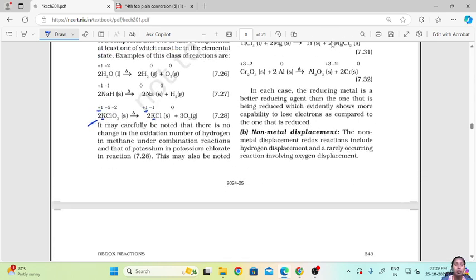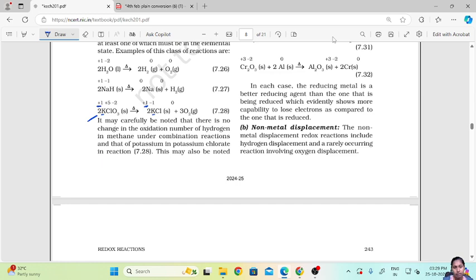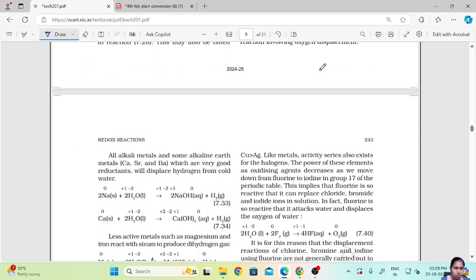The next one is non-metal displacement. Now we have seen metal displacement. Next one is non-metal displacement. The non-metal displacement redox reactions include hydrogen displacement and rarely occurring reactions involving oxygen displacement. So in non-metal displacement, it is basically hydrogen displacement and rarely occurring oxygen displacement.